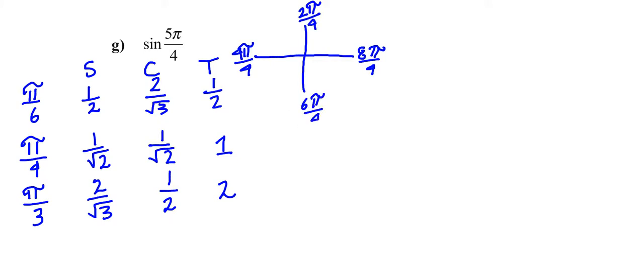So I know automatically that my trigonometric function is in the third quadrant, right here. I'm just going to draw a little line. And then I'm going to write in the CAST rule, or the All Students Take Calculus rule. Since my trigonometric function is in the third quadrant and it's a sine function, I know it's going to be negative.